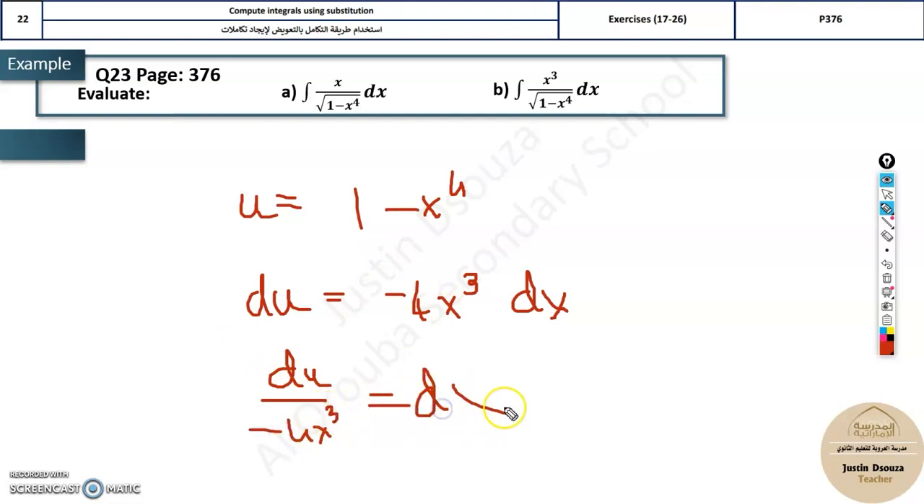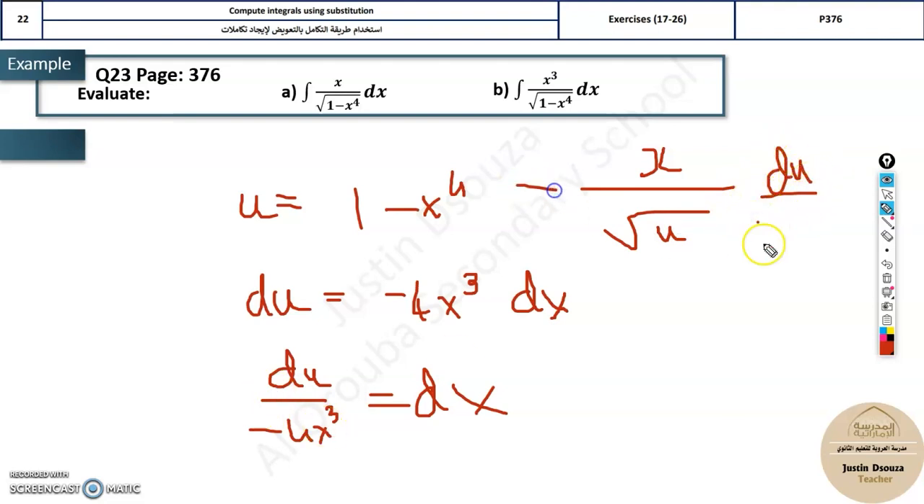Now this is dx. But look over here. If I put this dx back over here, it will be x divided by square root u. Now what? dx is du by minus 4x cubed. x cancels, it will be square, but I have x square remaining. I can't solve this because there are two different terms. Now du means I have to integrate with respect to u. Again x is there, it's an entirely different term. So now what do we do?